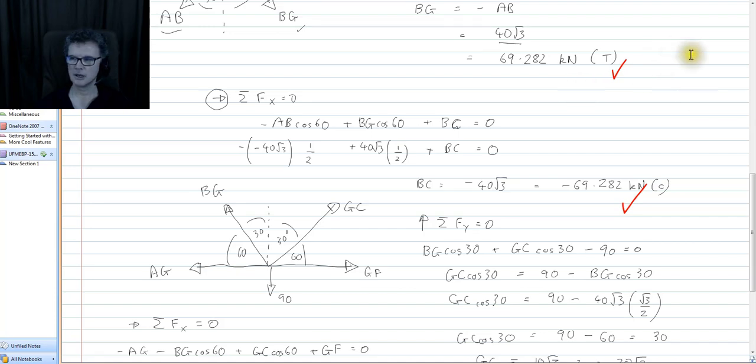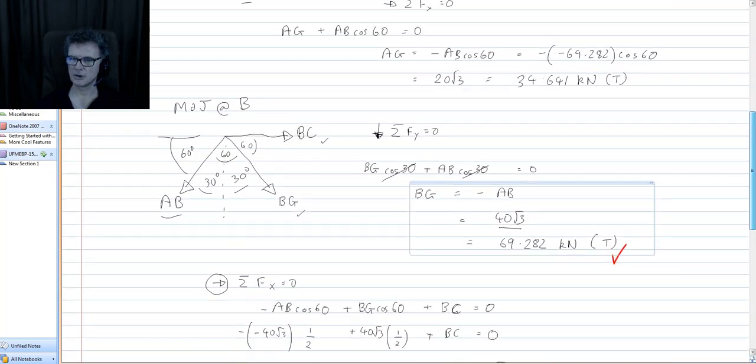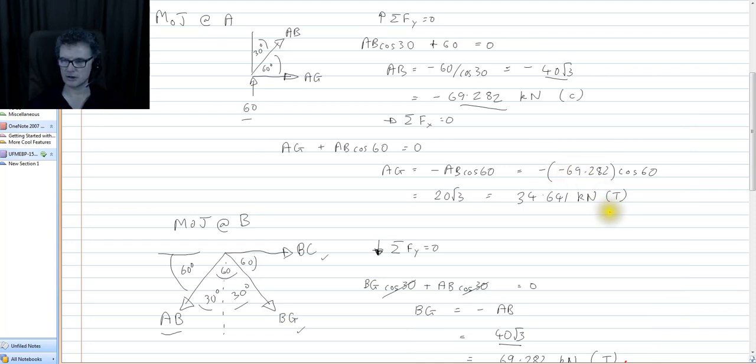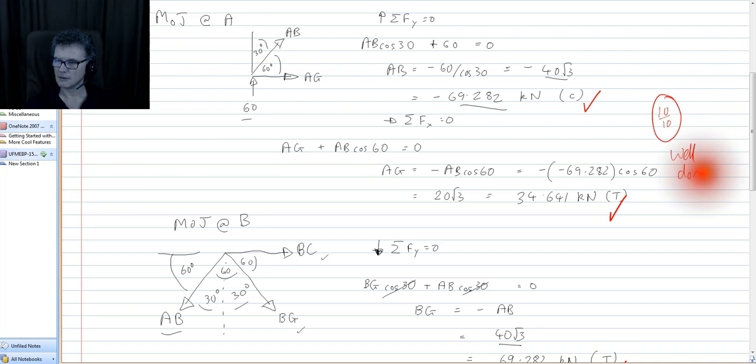AG, which is a horse. AG, you should be 34.64 in tension. That is correct. And AB, you should be minus 69.28 in compression. That is correct. You have got 10 out of 10. You go top of the class. Well done. Smiley face with curly hair and glasses.